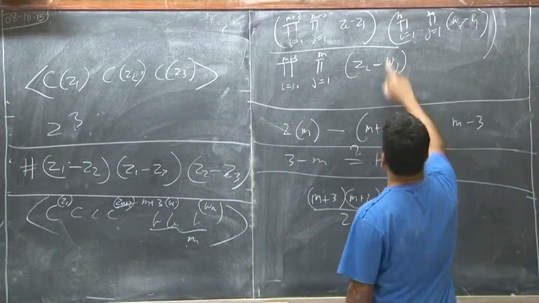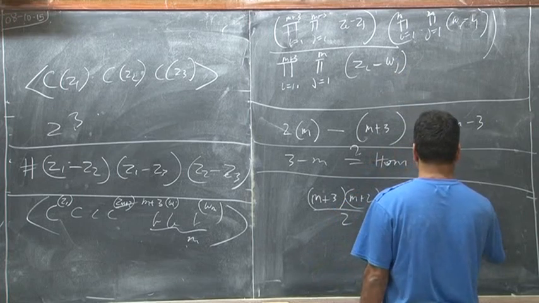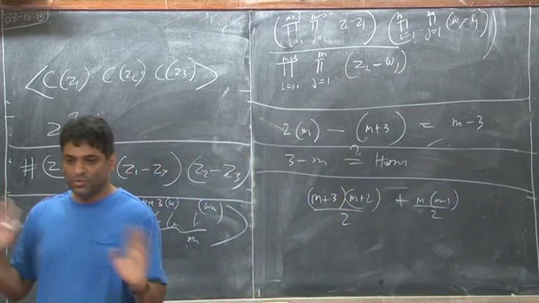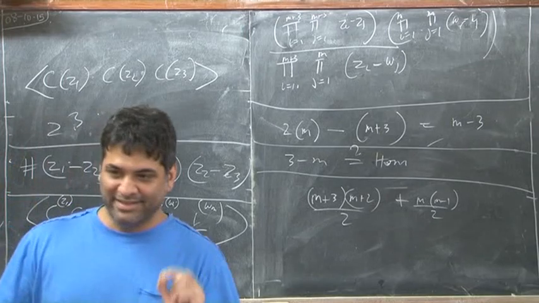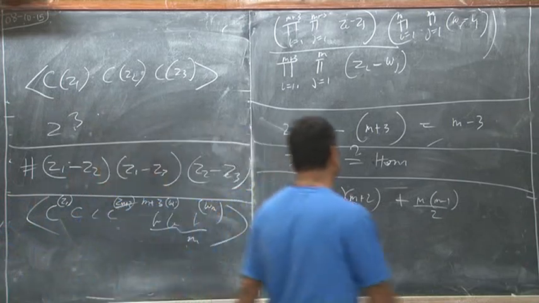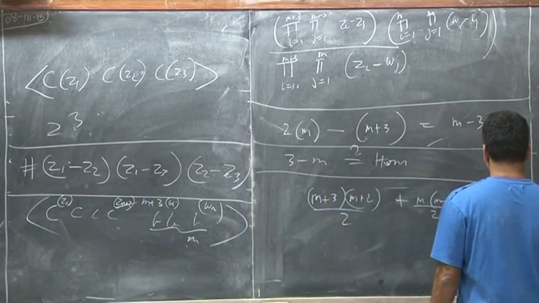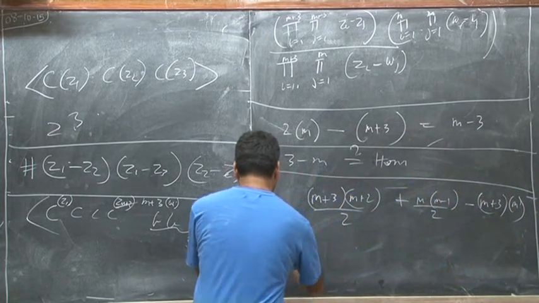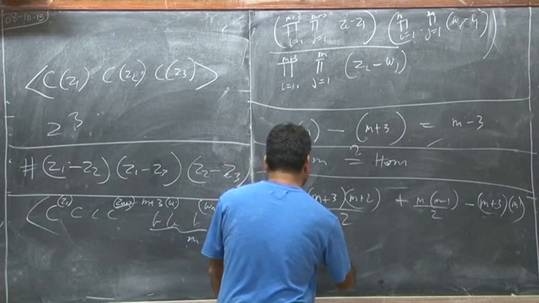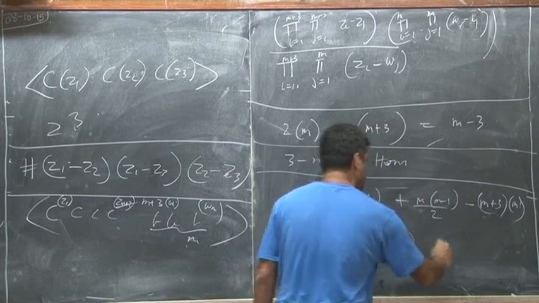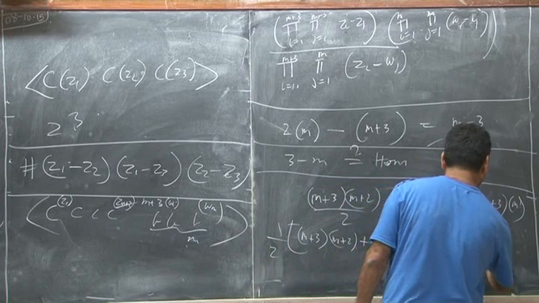How many of these guys are there? That's plus m into m minus 1 by 2. Now how many of these guys are here? Here there is no antisymmetry, there are no equal guys to worry about. They're different things. It's just a product. Minus m plus 3 into m. So this is equal to half of m plus 3 into m plus 2 plus m into m minus 1 minus 2 times m plus 3 into m.